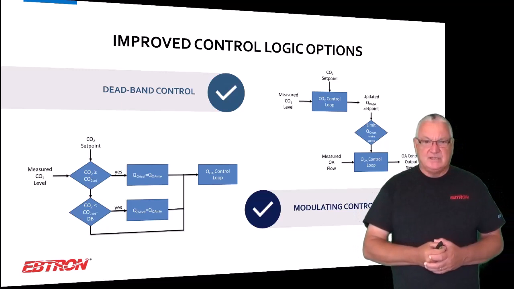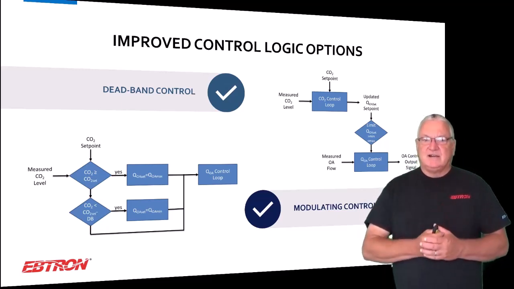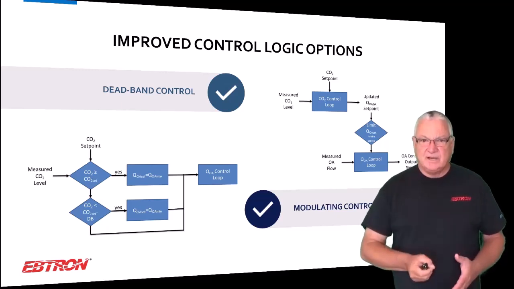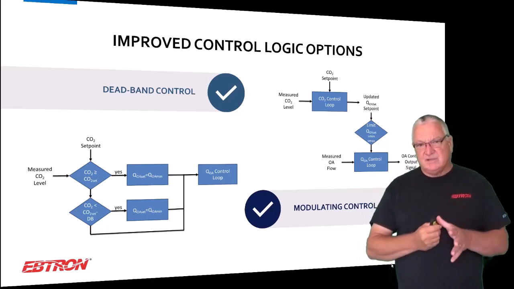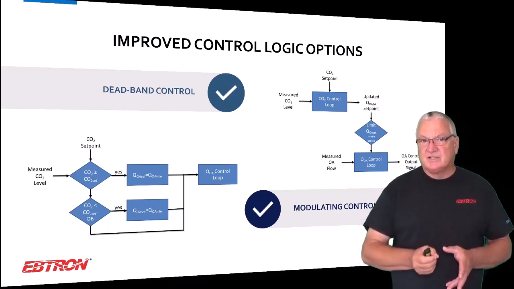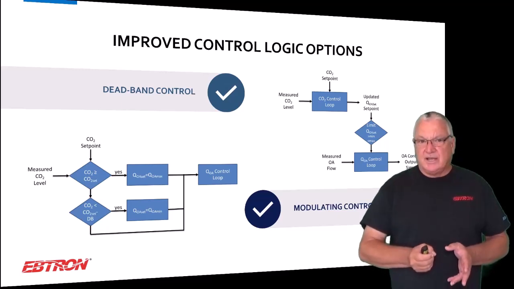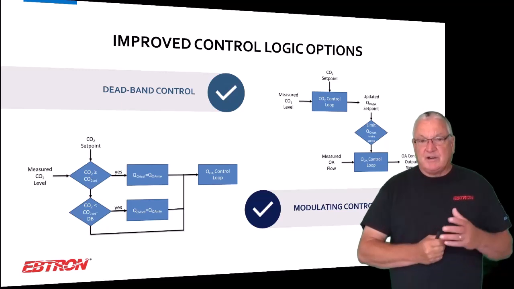Modulating control means I'm going to modulate the outside air to maintain my desired set point, okay? In that case, it's a very similar strategy, for those of you that get into controls, to what you do on a VAV box for temperature control, okay? So in this case, we're going to measure the CO2 level, compare it to our set point.